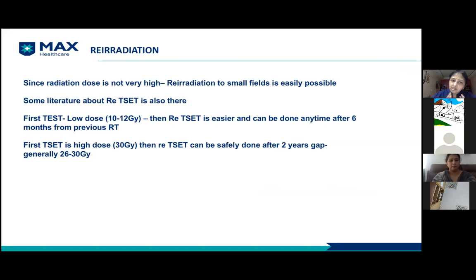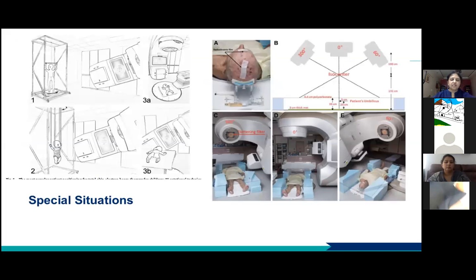There is reasonable literature about re-TSET also. You do TSET now and you repeat it later. So if the first TSET was with low dose, 10 to 12 gray, then re-TSET is much easier and can be done anytime after 6 months from the previous TSET. If the first TSET was high dose, for example, 30 gray, then also a re-TSET can be done after a gap of 1.5, 2 years. And generally the dose is 10% lesser. You can give a dose of 26 to 30 gray. We have so far done 2 or 3 re-TSETs and we did not find much toxicity in repeating this TSET for these patients.